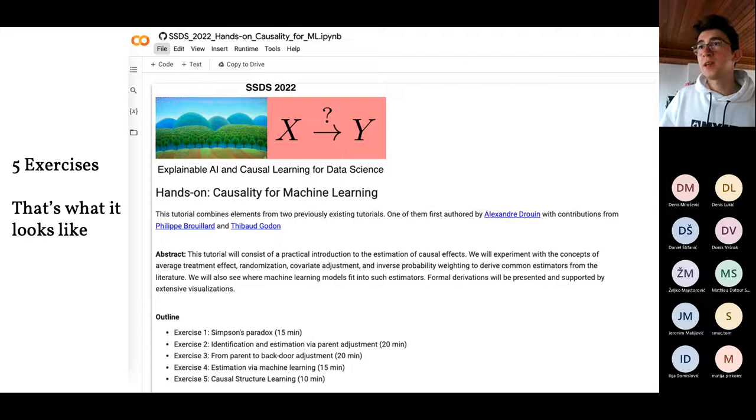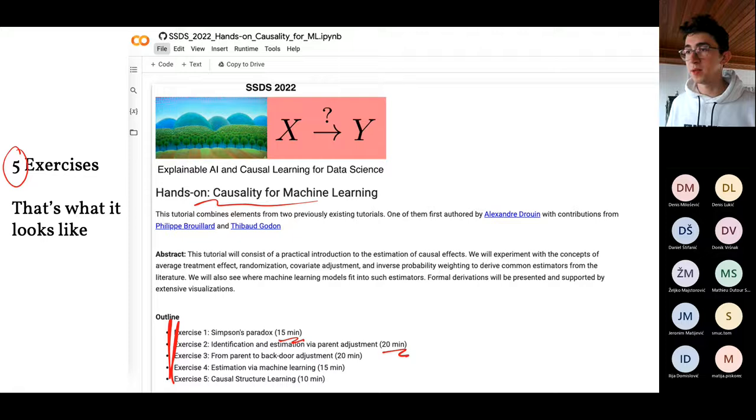Yeah, so how will it look? That's what you should see when you successfully open this in Colab. It's our hands-on for Causality for Machine Learning. It consists of 5 exercises, which you can see here below. Each of them has an approximate time. I'll keep an eye on that and we'll always announce those and then go through them after some time. But yeah, that's how this looks.